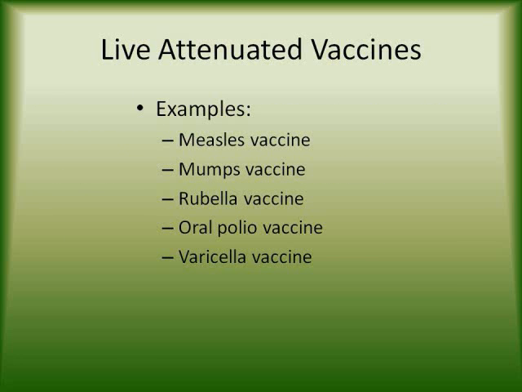Examples: the measles, mumps, and rubella vaccines, either separately or as the combination of the MMR. We don't give the oral polio because that's a live attenuated vaccine, so we don't give that to immunocompromised people. And another example within this group is varicella, and that's chickenpox.